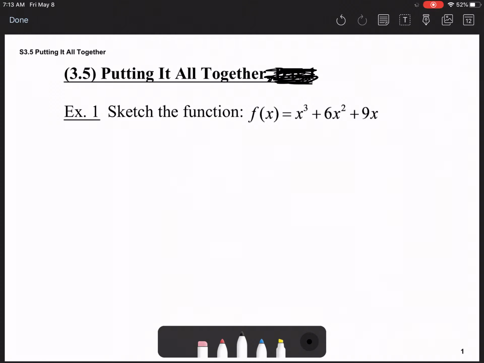Hello and welcome to lesson 3.5, Getting It All Together. What we're going to do today is use all our skills from advanced functions and calculus of vectors in order to sketch functions like this.